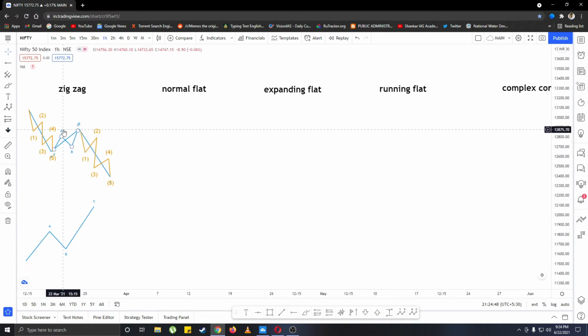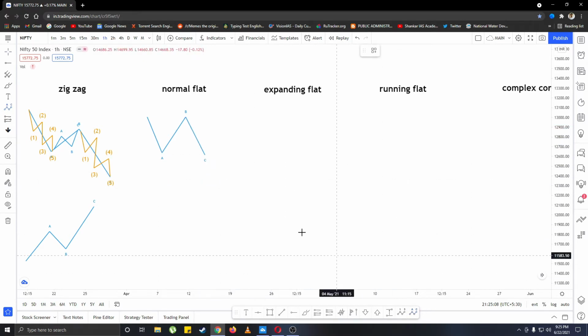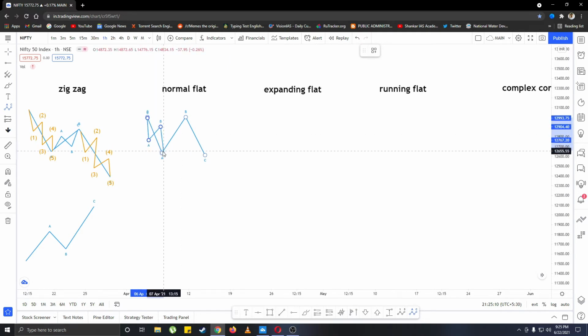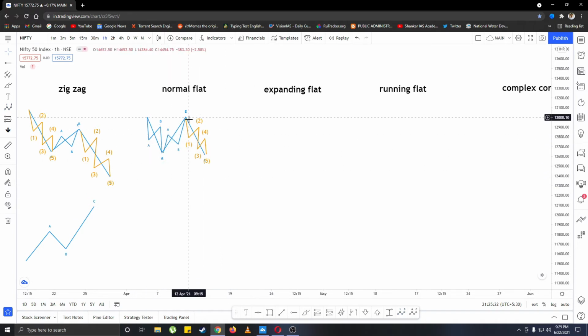Now coming to a normal flat correction, it looks something like this. Wave B comes up to the level of the starting of the correction, and then wave C comes back to A or just crosses A by a small amount. In this structure, wave A is a corrective wave, wave B is also a corrective wave, and wave C is a motive wave, 1, 2, 3, 4 and 5. So an A, B and a C, while A and B are corrective waves, and wave C is a motive or impulsive wave.